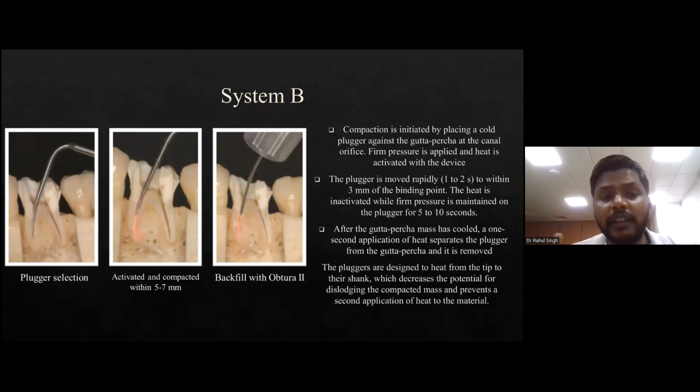The plugger should go within 5 to 7 mm in the canal. And after putting your master apical cone, you put your plugger into the canal and then activate the device. The plugger is moved rapidly, that is 1 to 2 seconds, to within 3 mm of the binding point, and the heat is inactivated.